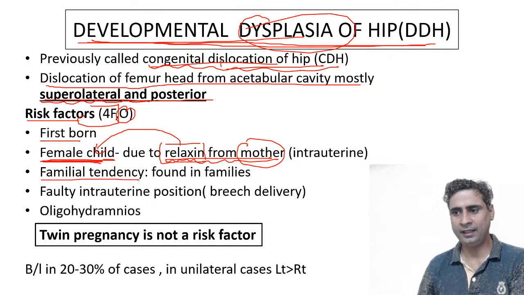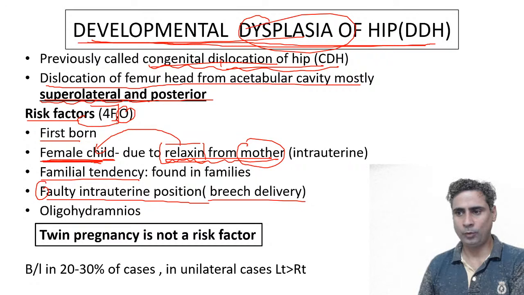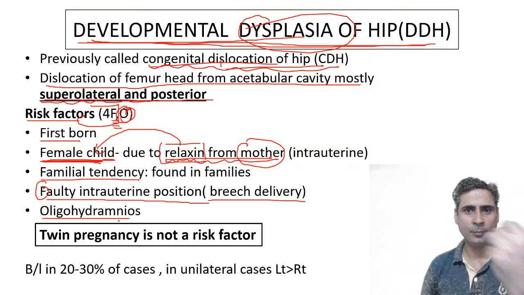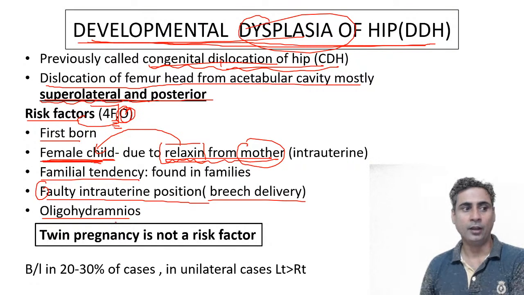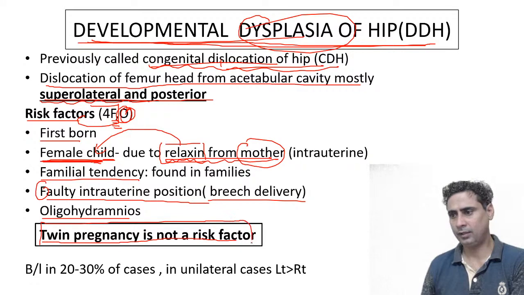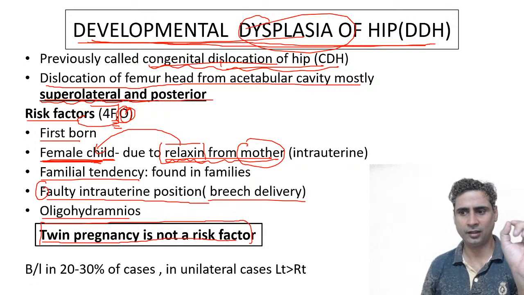There is familial tendency. There is faulty intrauterine position, mostly breech delivery. So 4F: firstborn, female fetus, faulty intrauterine position like breech delivery, and familial tendency. And 1O, oligohydramnios. These are the important risk factors for developmental dysplasia of hip. Twin pregnancy is not considered as a risk factor.